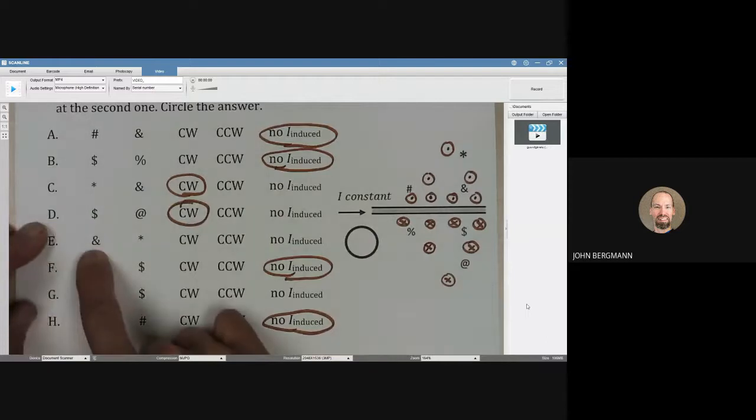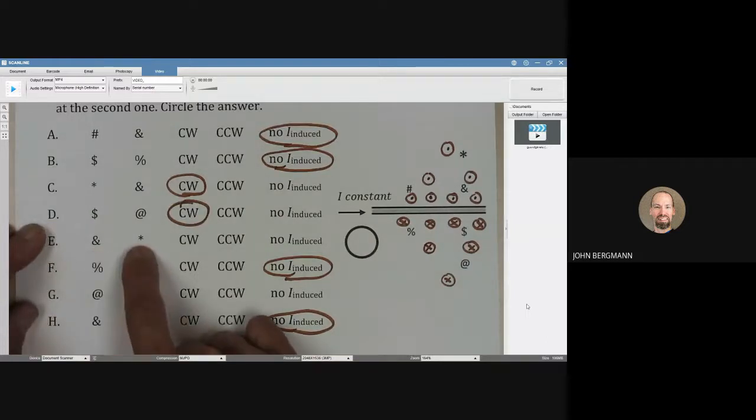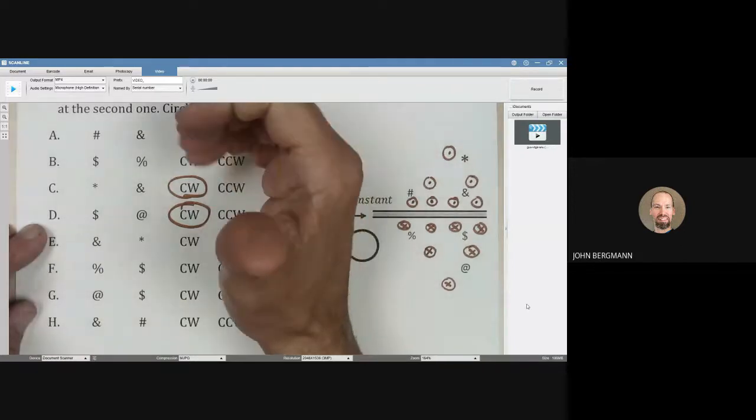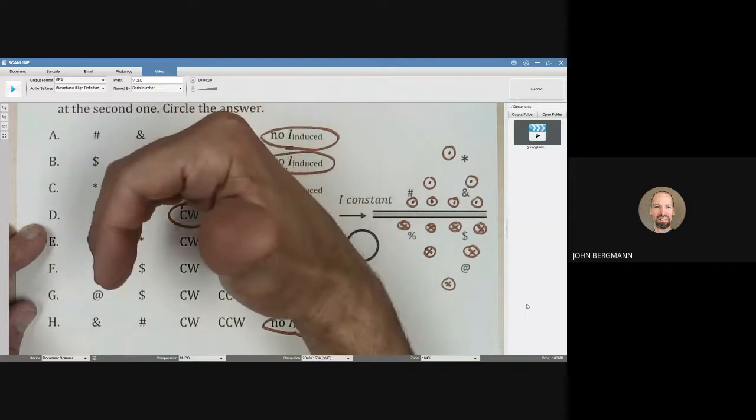A couple more. The ampersand symbol to the asterisk. The ampersand symbol right there. We've got flux coming out of the page at us, and as we move it up here, it's still coming out of the page, but it's less. Lenz's law says, I don't like the fact that it's coming out of the page being less. I'm going to use my thumb, and I'm going to try and help. Counterclockwise.